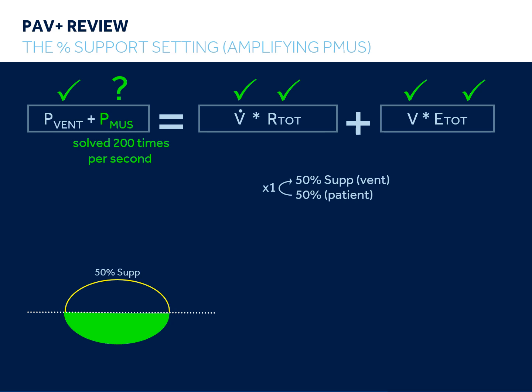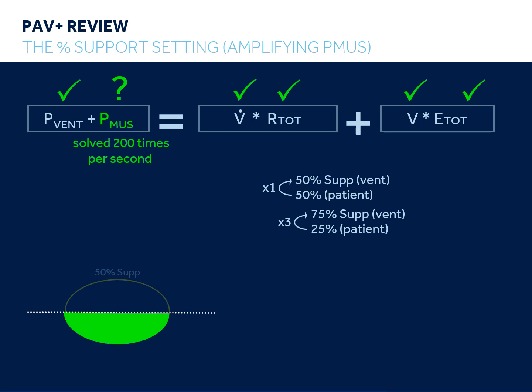Since PAV calculates the patient's effort, or PMUS, 200 times per second, the support provided throughout the breath will be at the instantaneous calculation of PMUS multiplied by the amplification factor of 1. This is why the circuit pressure above PEEP, when using a 50% support setting, should be a mirror image of patient effort. Now, if 75% support is selected, the ventilator's share of the work to generate the breath is 75%, so the patient's share would be the remaining 25%.